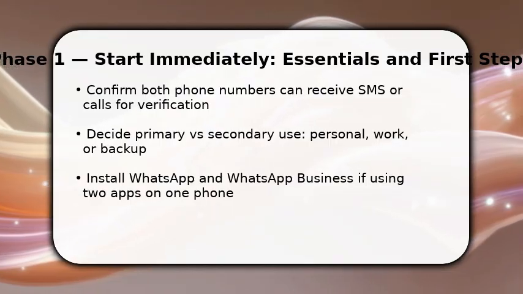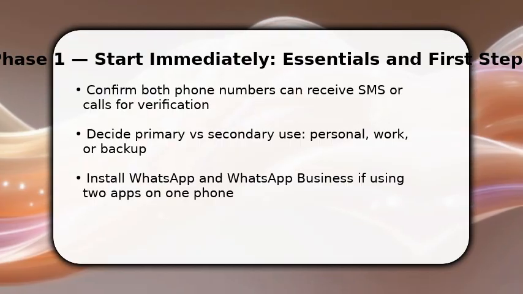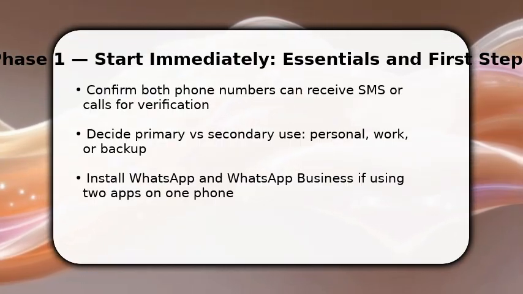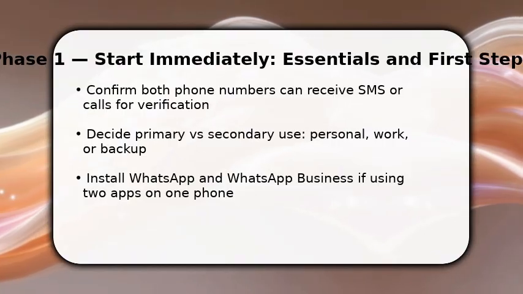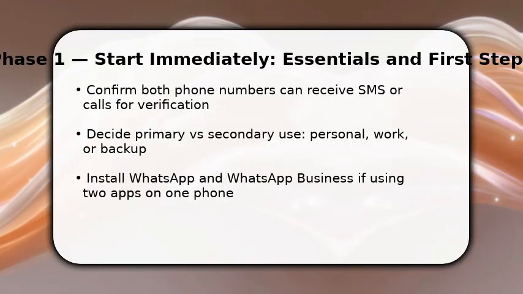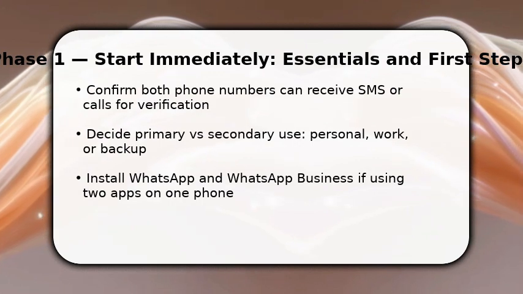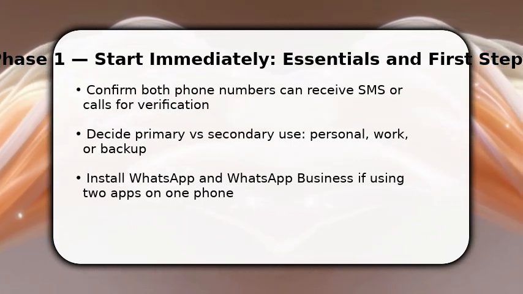Install WhatsApp on one account and, if needed, WhatsApp Business for the second. This avoids account conflicts. If your phone supports dual SIM, keep both active during setup. Otherwise, use a second device or temporary SIM transfer. Make sure backups are enabled before adding the second account to prevent data loss.